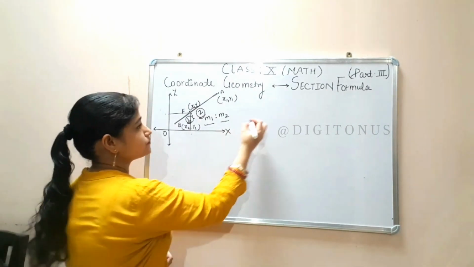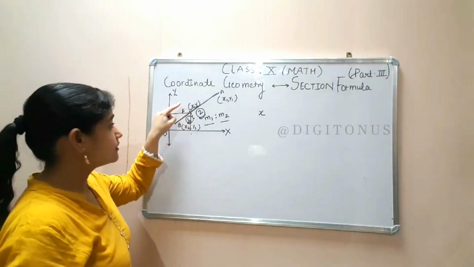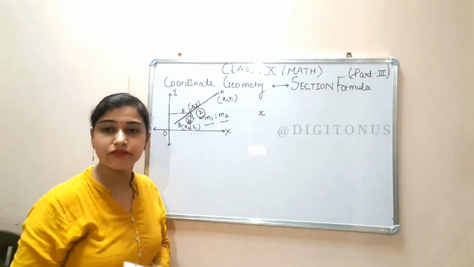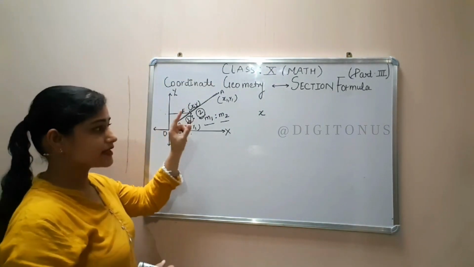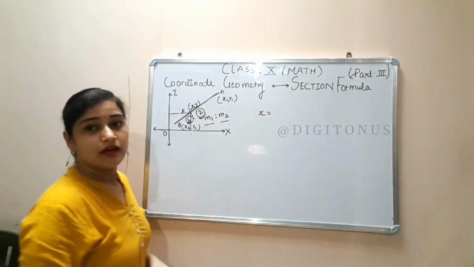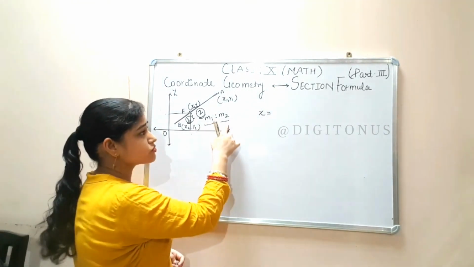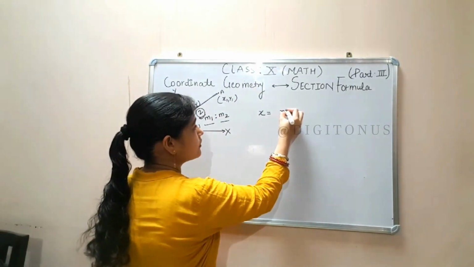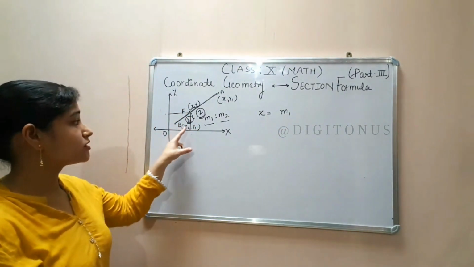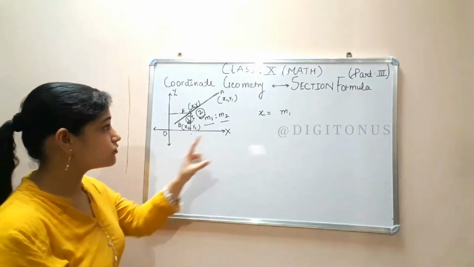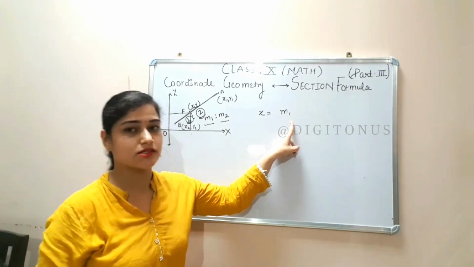So now let's start. Section formula means if they are asking the value of the coordinate point where we have placed the flag, the first coordinate point of this flag is x. So x is equal to, and don't think that it's very hard to learn this formula. It's very easy. We have 2 ratios, m1 and m2. First we will write m1, and with m1 we will write x2, not x1. Because we are finding the x coordinate, we will use only x in this formula, not y.